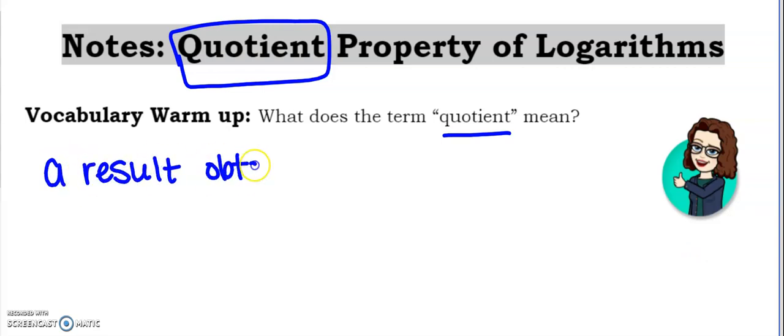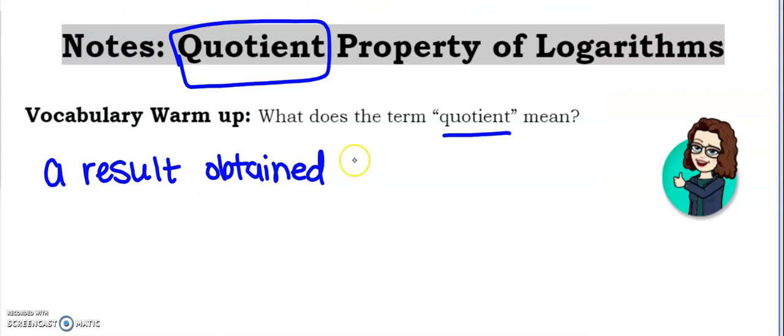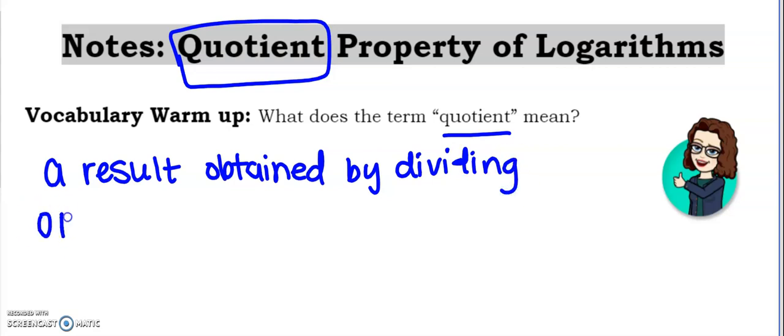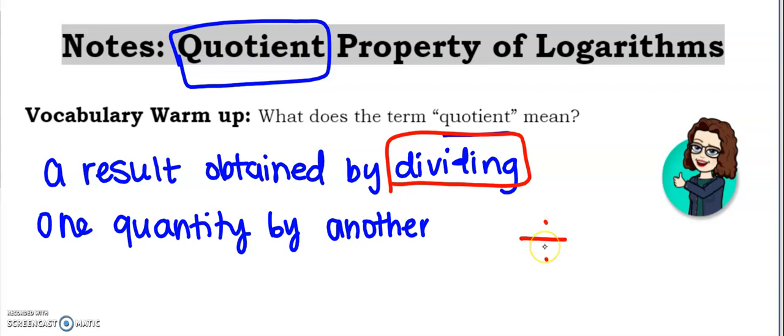A result obtained by dividing one quantity by another. What's important here is that we are talking about dividing, which means that whenever you see the word quotient, you should think about something dealing with division.